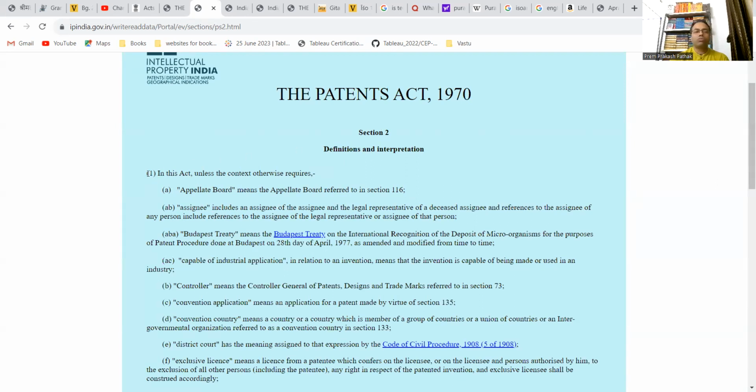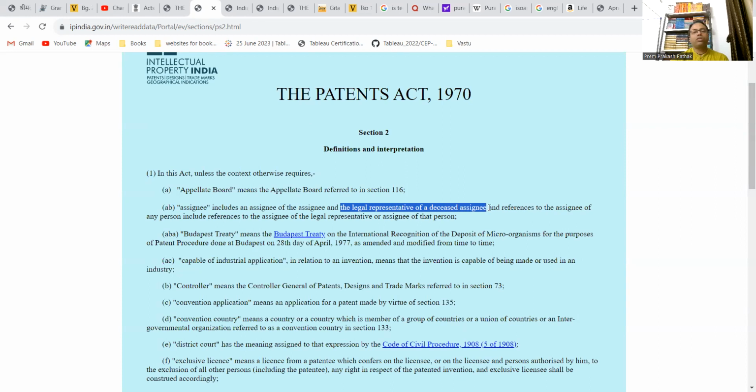Section 2, subsection 1, and within 1 we have AB. So section 2, subsection 1, AB, it defines assignee. Whenever you are asked who are assignees, it is very important. You will also get some multiple choice questions on this. So assignee includes, okay, it is not talking about excludes, it's talking about includes, the assignee of the assignees. So if there is an assignee and if they assign to someone else, they will also be called assignees. And the legal representative of a deceased assignee.